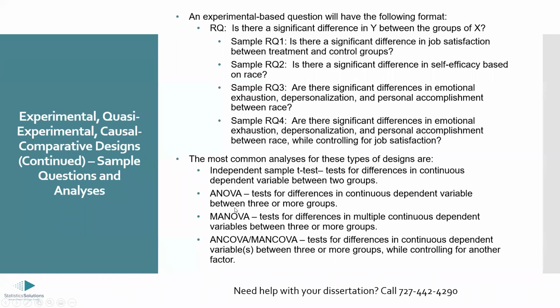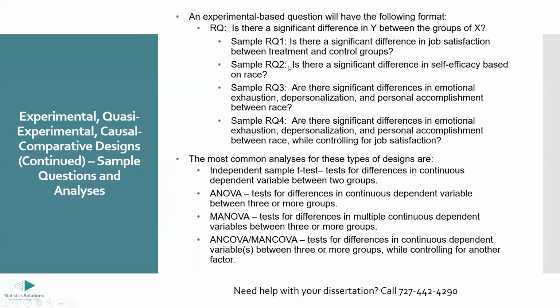Okay, so here are the 4 common techniques statistically to analyze these questions. Research question 1 has 2 groups of comparison, treatment and control, and it has 1 dependent variable, job satisfaction. Assuming that job satisfaction is a continuous dependent variable, we would run an independent sample t-test right here.